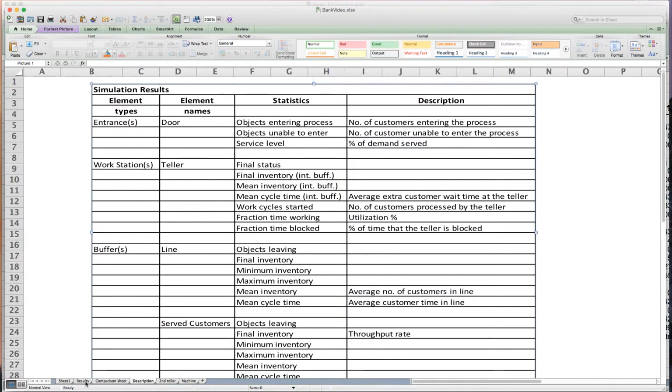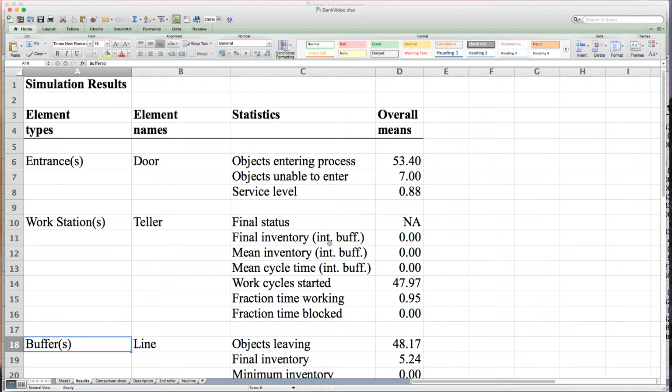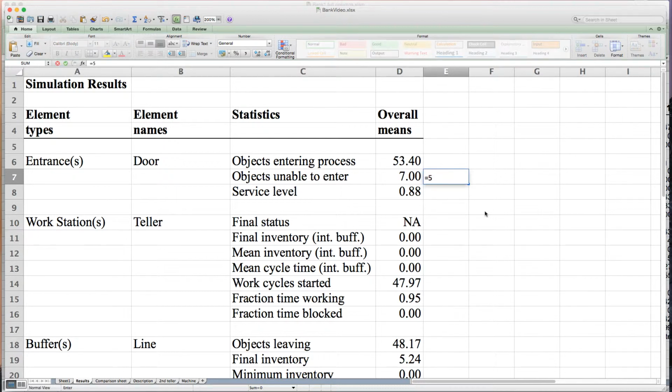So when we look at our results sheet then, what do we say about the process? We say that 53.4 people approximately were able to get into the process. 7 people, because the process got backed up and the lines were full, were not able to enter, giving us a service level of 88%. So that 88% is simply going to be the 53.4 divided by the total number who arrived, which is 53.4 plus our 7. And that gives us our approximate 88%. So that's what's happening with our entrance.